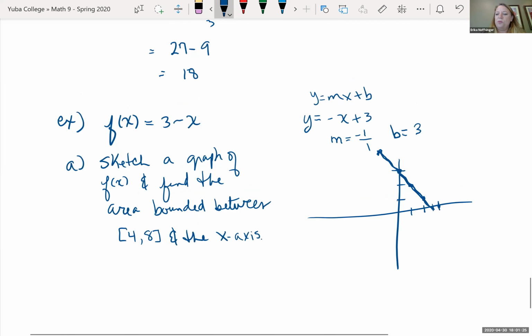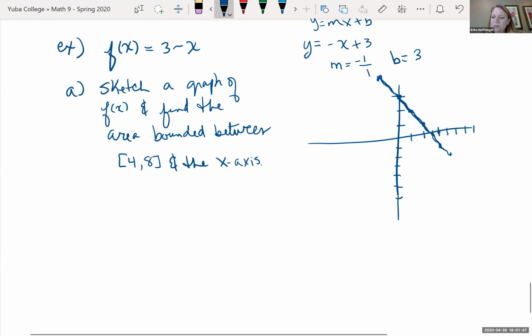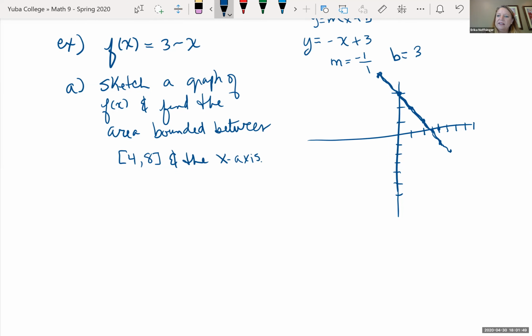I'm going to need some more points, going out to 8. So at 4, I have negative 1. At 5, I have negative 2. 6, 7, 8. So at 8, what I'm going to have is negative 5.